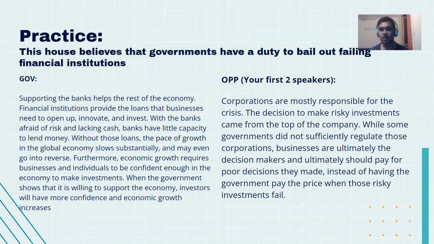At the top, you argue, or your first speakers argue, that corporations are mostly responsible for the crisis. The decision to make risky investments came from the top of the company. While some governments did not sufficiently regulate those corporations, businesses are ultimately the decision makers, and they should be the ones paying for the poor decisions they made, instead of having the government pay the price for those risky investments. You guys take a minute to read, or if you already have your answer, as opposition, how do you weigh this argument in your favor?